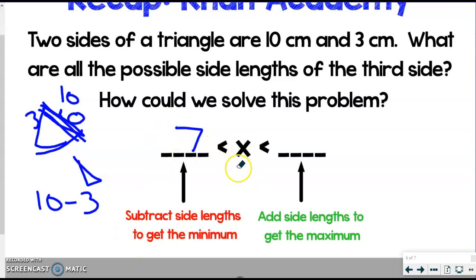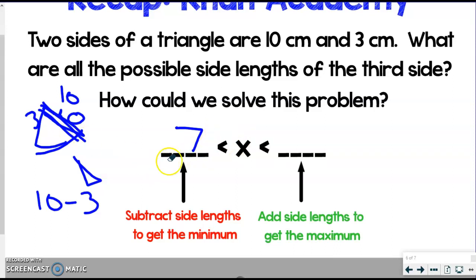So we know that this third side length has to be at least a little bit bigger, even if it was just 7.1. It'd be a super narrow triangle, but it would work. So it has to have a minimum of 7. Okay, so that's as small as we could go. Well, we have to be a little bigger than that, but that's our minimum.